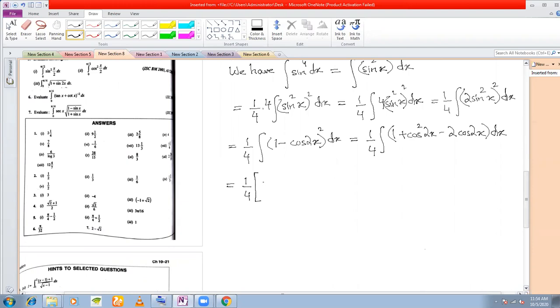Okay, and you take the integration inside. So this is integration 1 dx, which is simply dx, plus integration cos square 2x dx. Again, see that you are getting a power of cos. The power of cos here is 2. So we try to convert this power to 1, minus integration 2 cos 2x dx.